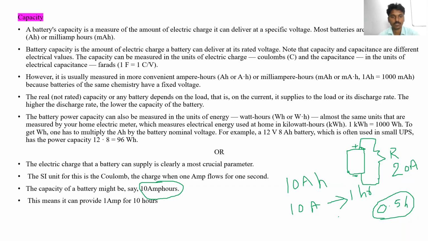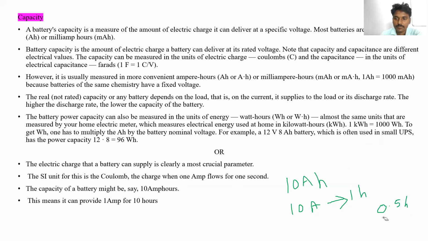The capacity of the battery is clear, please. Okay, this is the capacity of the battery. Next, the battery power capacity can also be measured in the units of energy, that is the watt hour, or Wh. Battery power can be measured in terms of units watt hour.